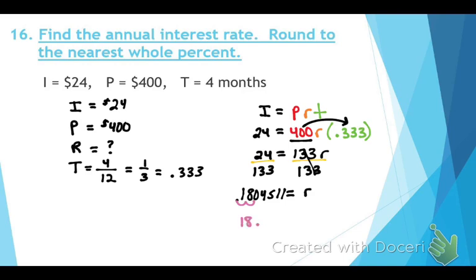Now, looking at that, it's 18.04511. Going back to the instructions, it says to round that percentage to the nearest whole percent. What would that be? Listen, this is our whole number, the 18. We ask the person in the tenths place, are you five or bigger? What's that zero say? No. So does the 18 stay the same or get bigger? It stays the same. So what's the answer? 18%.